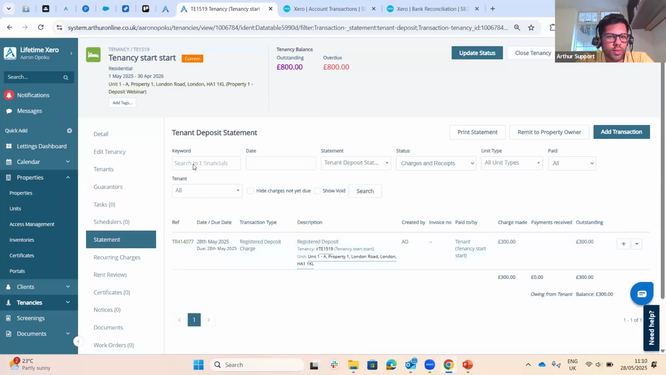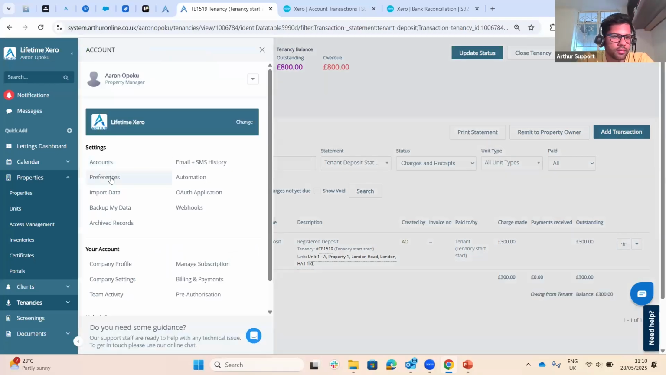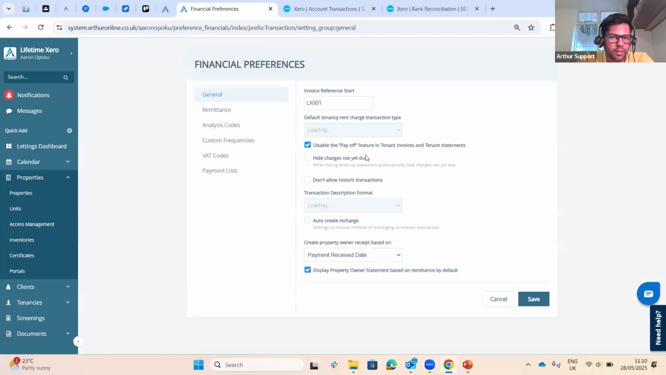So depending on whether you just use Arthur Financials on its own, whether you use Arthur along with the Xero integration, or Arthur and the live bank feed, once you've received the £300, you would then have to process the receipt on the deposit statement. If you are just using Arthur Financials on its own and you don't have a Xero integration or bank feed, from the drop down, you would just go and pay off the charge, which is currently disabled as this account is integrated with Xero. So I'll just untick that.